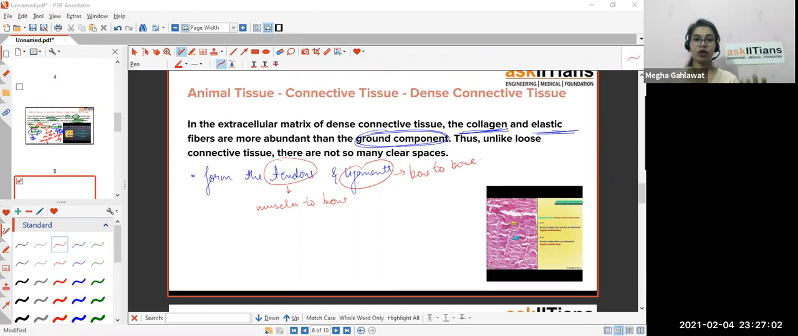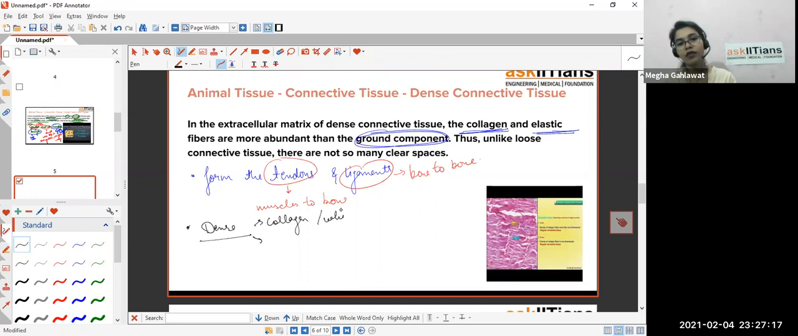Highly durable means they're going to stay for a longer period of time, whereas the collagen is inelastic and less durable. Okay, so the dense connective tissue will have two important things. It will have the collagen, which is the white fibers, and they'll have the elastin, which is the yellow fiber.